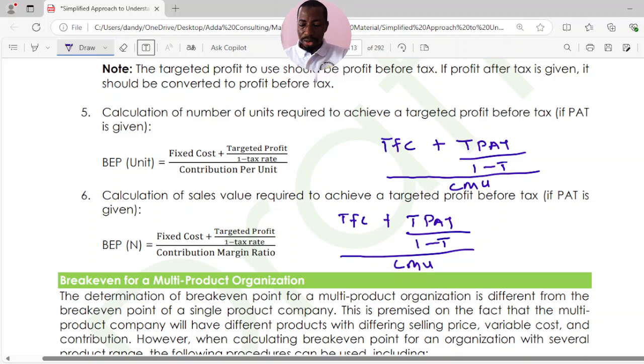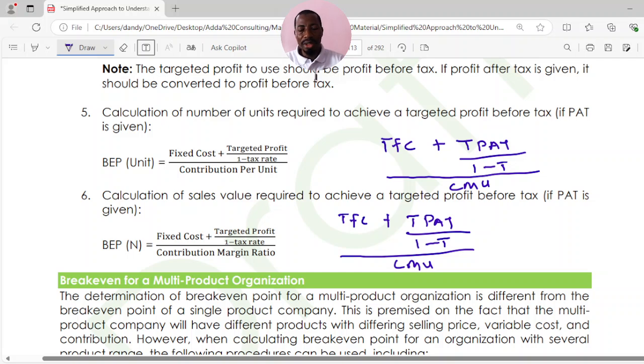Okay, contribution margin per unit. These are the 6 formulas you are expected to carry out whenever you want to determine break-even points for an organization. Okay, and I believe this is clear.